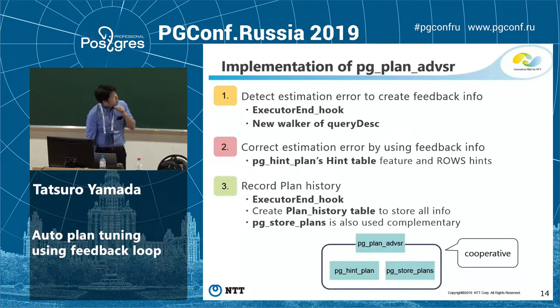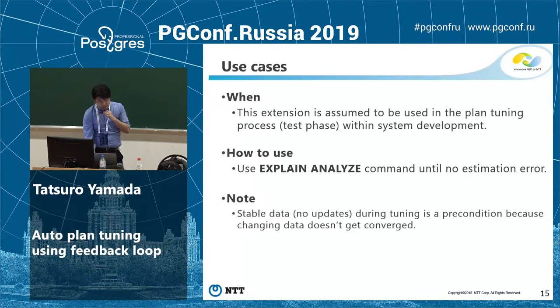Next, implementation. Please let me skip the details of the implementation. Use case. This extension is assumed to be used in the plan tuning process during system development. How to use? Repeatedly execute explain analyze until no estimation errors.